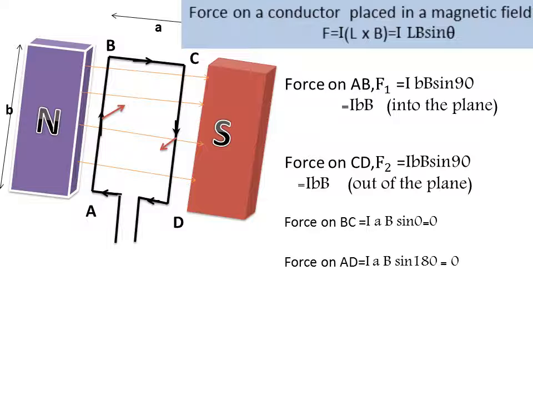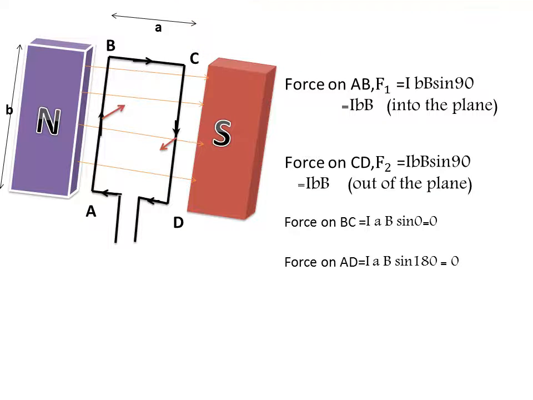So by adding F1 and F2 we get the net force. The net force is F1 minus F2, because F1 is into the plane and F2 is out of the plane. So we have I small b capital B minus I small b capital B, that is 0. The net force is 0.